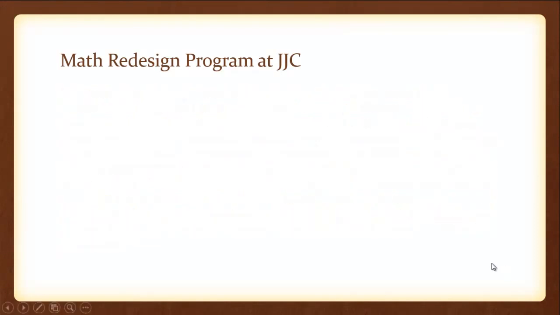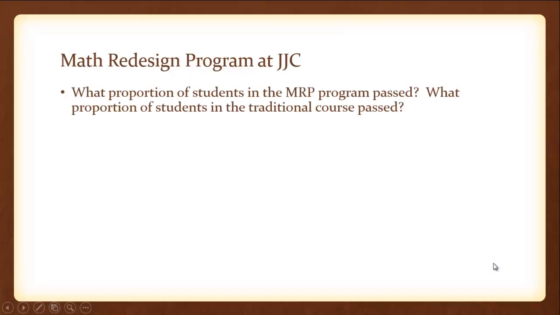So what we want to know is what proportion of students in the MRP program passed and what proportion in the traditional passed. P hat for the MRP is 0.792. That's 19 out of 24. P hat for the traditional is 0.583. That is 14 out of 24.